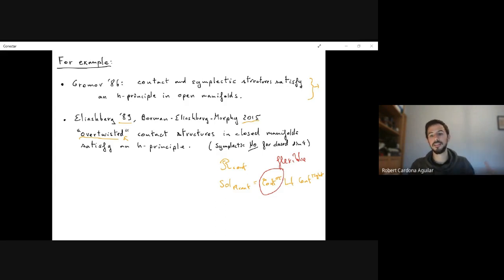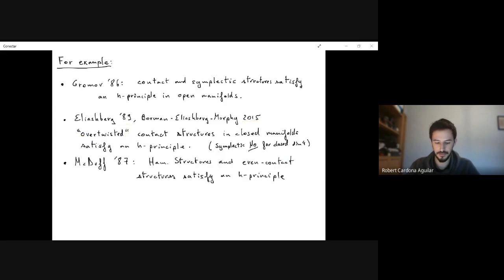And they satisfy a much stronger H-principle, in fact, because of what I was saying. You can also ask for parametric deformations. Like you start with a parametric family of formal contact structures, you can deform it into a parametric family of contact structures. And this is meaningful because of Gray stability and things like this, which I'm not going to explain. So what is interesting for us, besides all this, is that Hamiltonian structures also satisfy an H-principle.